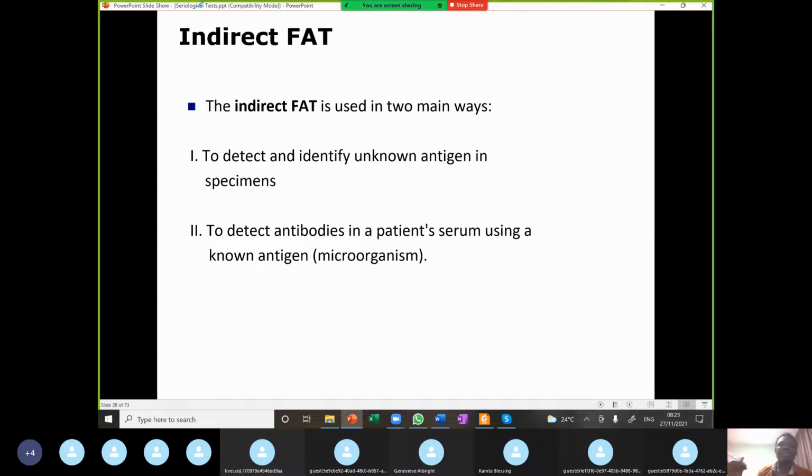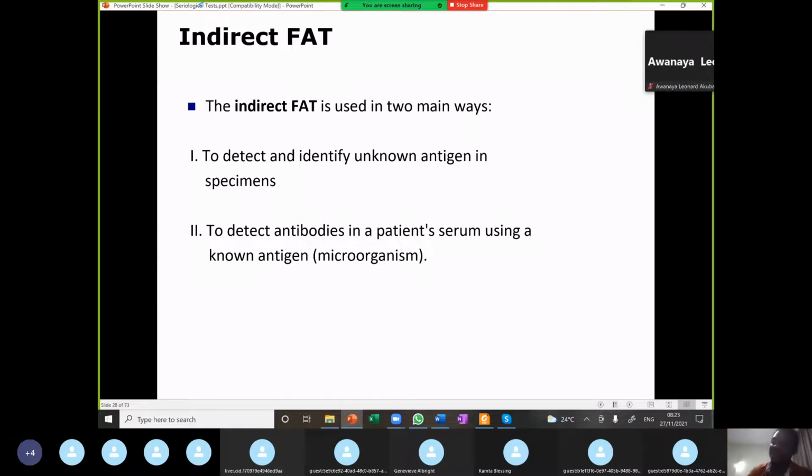So it can also be used to detect antibodies. Remember, so far I've been explaining about using it to detect antigens, but we can also use it to detect antibodies. In this case, we just reverse what is bound to the slide.